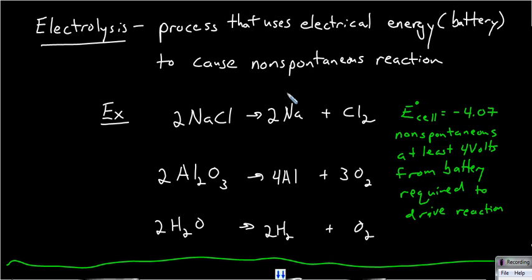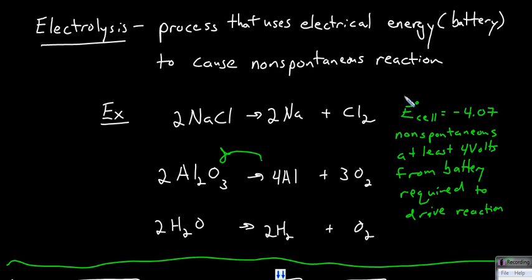Electrolysis is a process that uses electrical energy, usually a battery, to cause a non-spontaneous process to occur. Many electrolysis reactions involve the separation of elements from a compound. An example is sodium chloride being separated into pure sodium and pure chlorine. This is an electrolysis, like all these other reactions are as well.